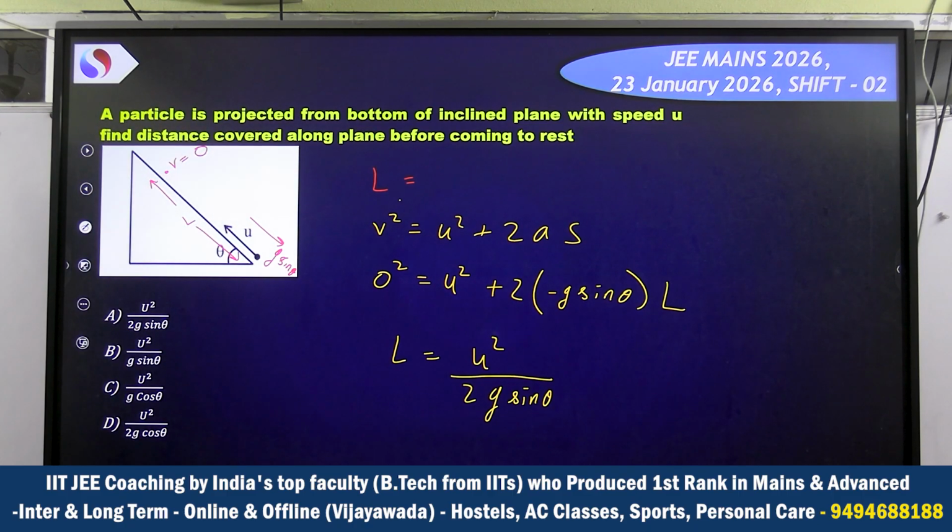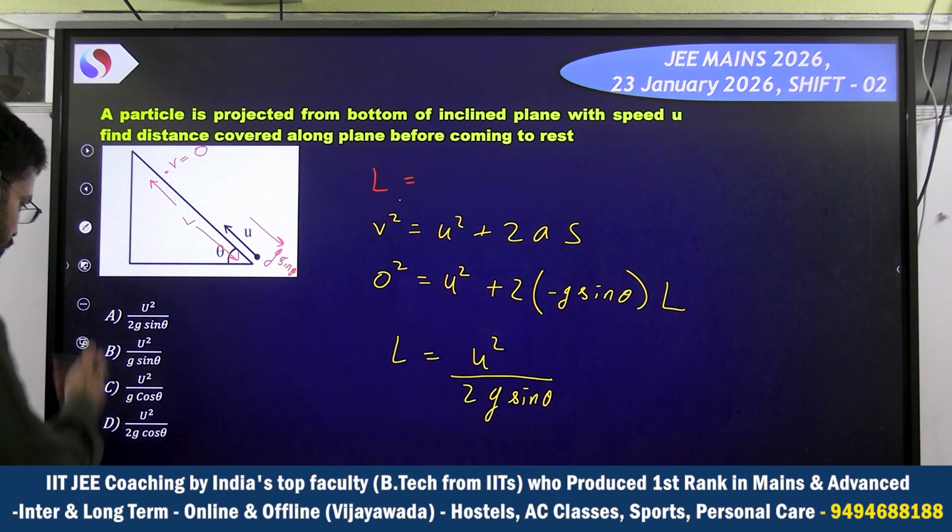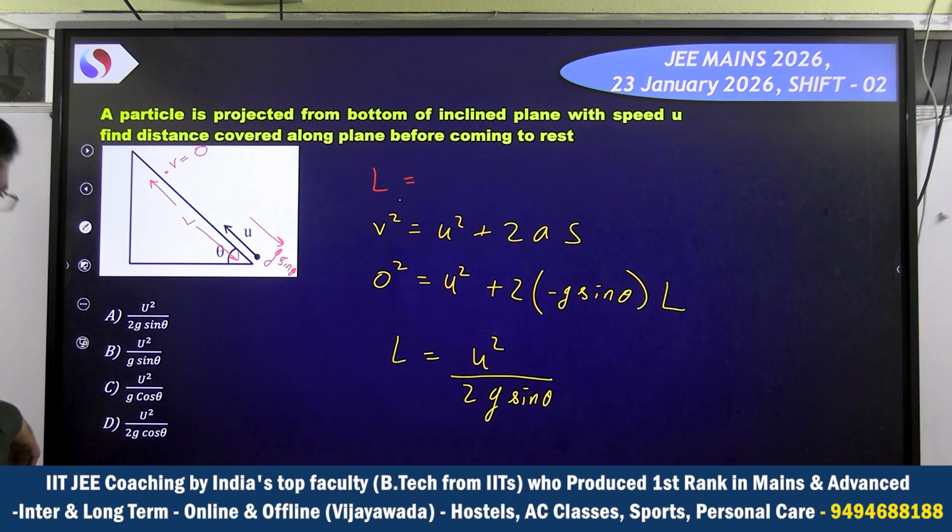Okay. u square by 2g sin theta. So I think option A. Got the point? Next.